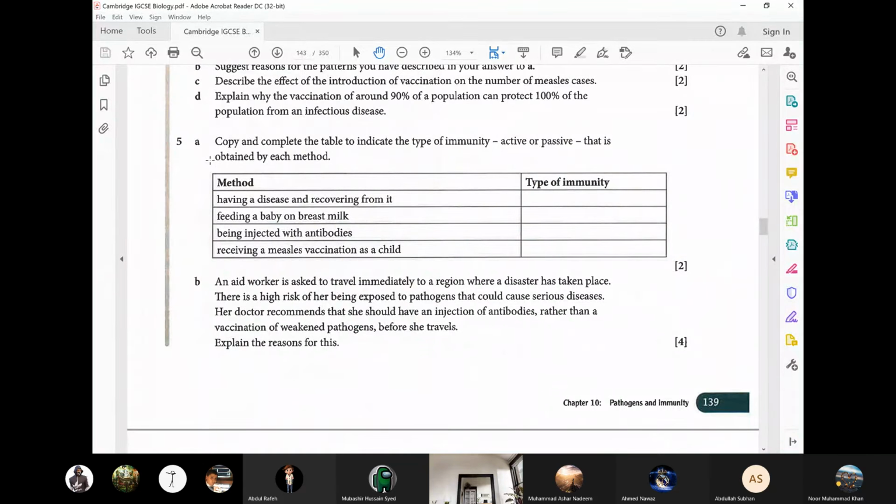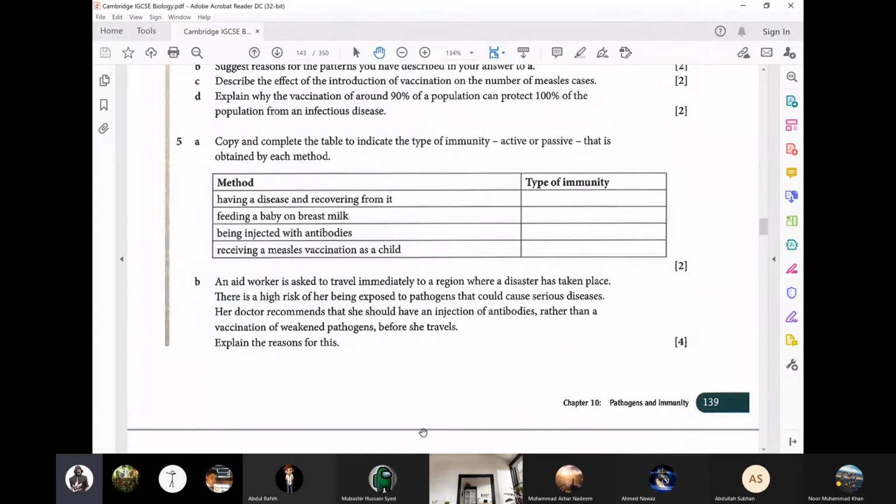Now, next question. Copy and complete the table to indicate the type of immunity, active or passive, that is obtained by each method. First of all, having a disease and recovering from it. What type of immunity is this? Active. Very good. This is active immunity.